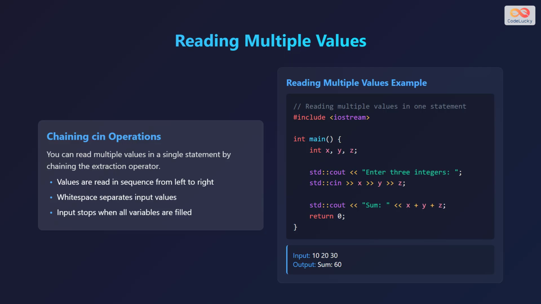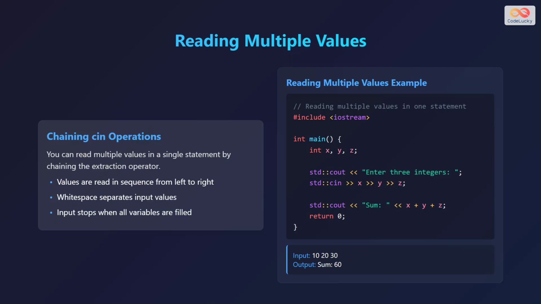C++ also lets us read multiple values in a single line of code, which can be very convenient. We can do this by chaining the extraction operator with cin. When we chain cin operations, the values are read in sequence from left to right. Whitespace, like spaces or tabs, is used to separate the input values. The input stops when all the variables have been filled with the user's input.